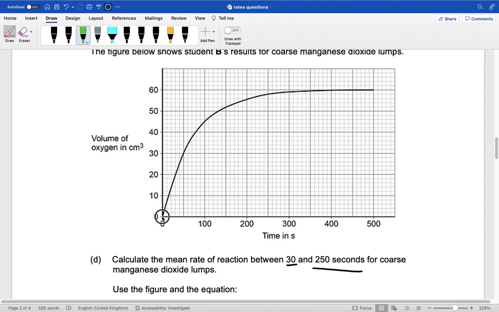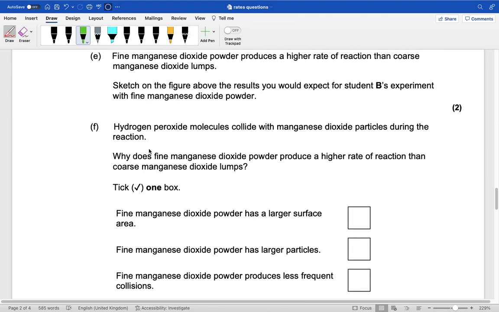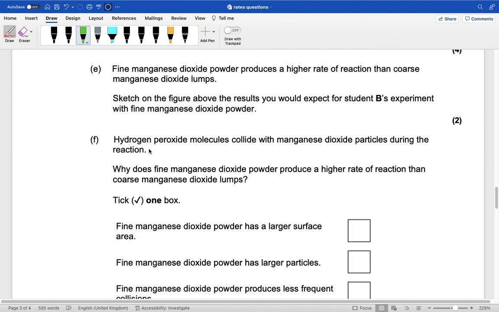So I'm going to sketch on here. We need to start at the origin, because if we don't add anything at all, like if we don't have any manganese dioxide before we start adding it, we don't get any volume. So we're going to start at the origin. We're going to go up at a faster rate of reaction, but we are, hopefully, if this allows me to, going to stop at the same point. Okay. And then does it say we have to label it at all? No, it doesn't.